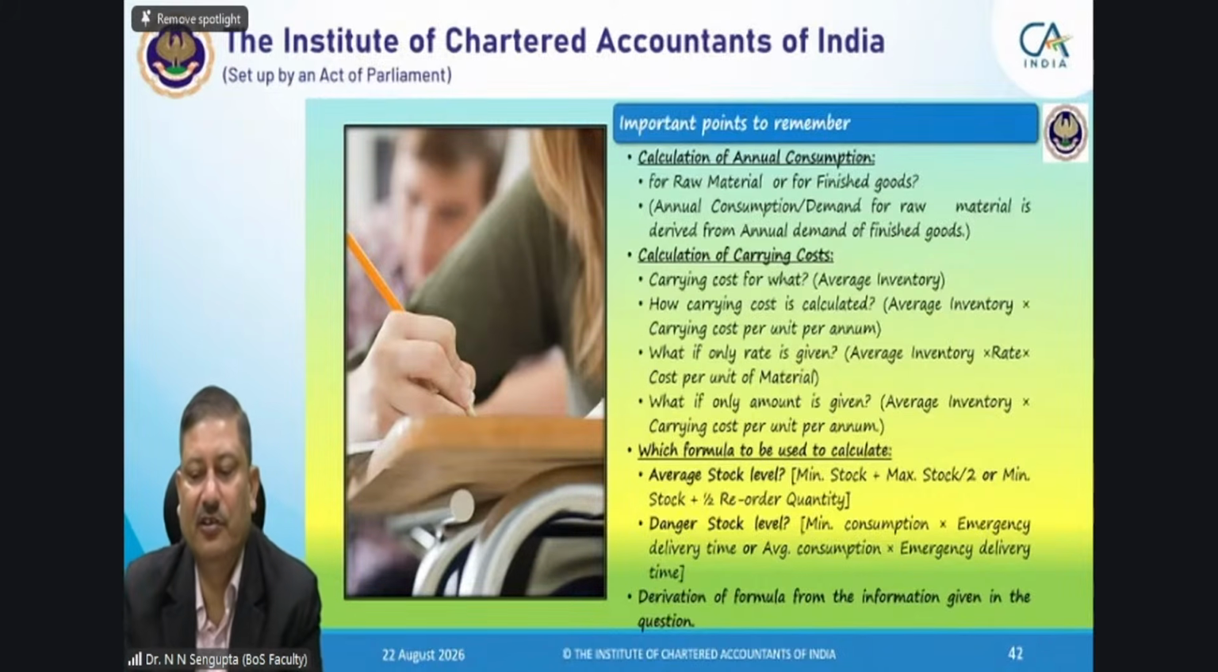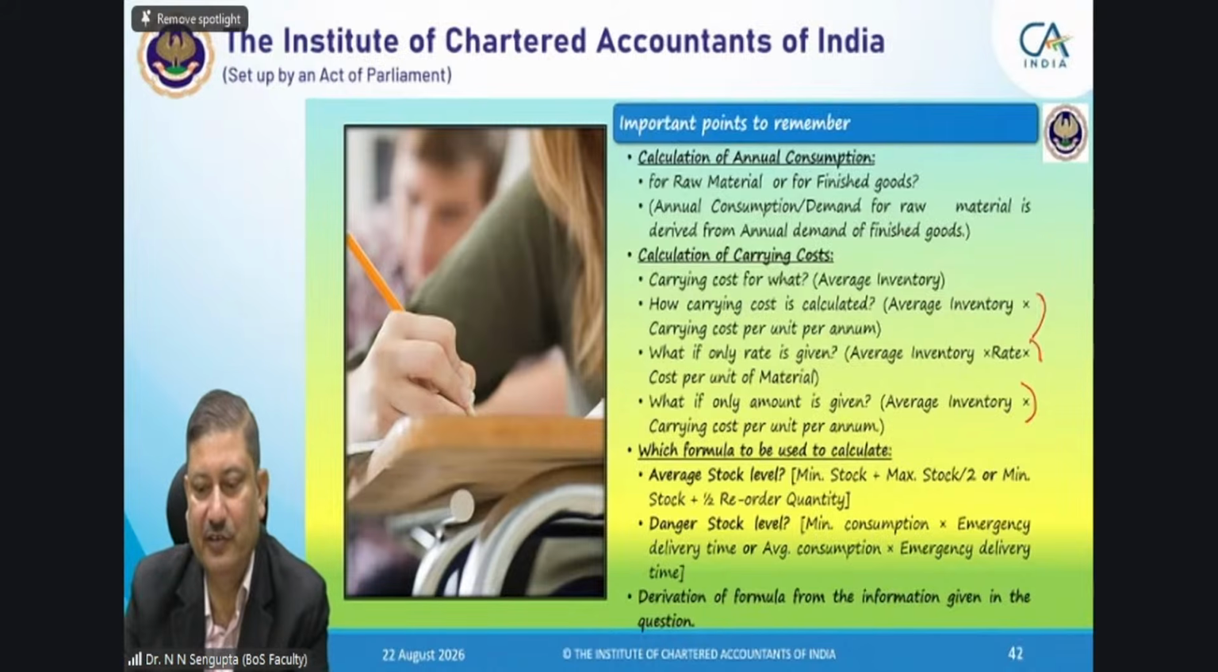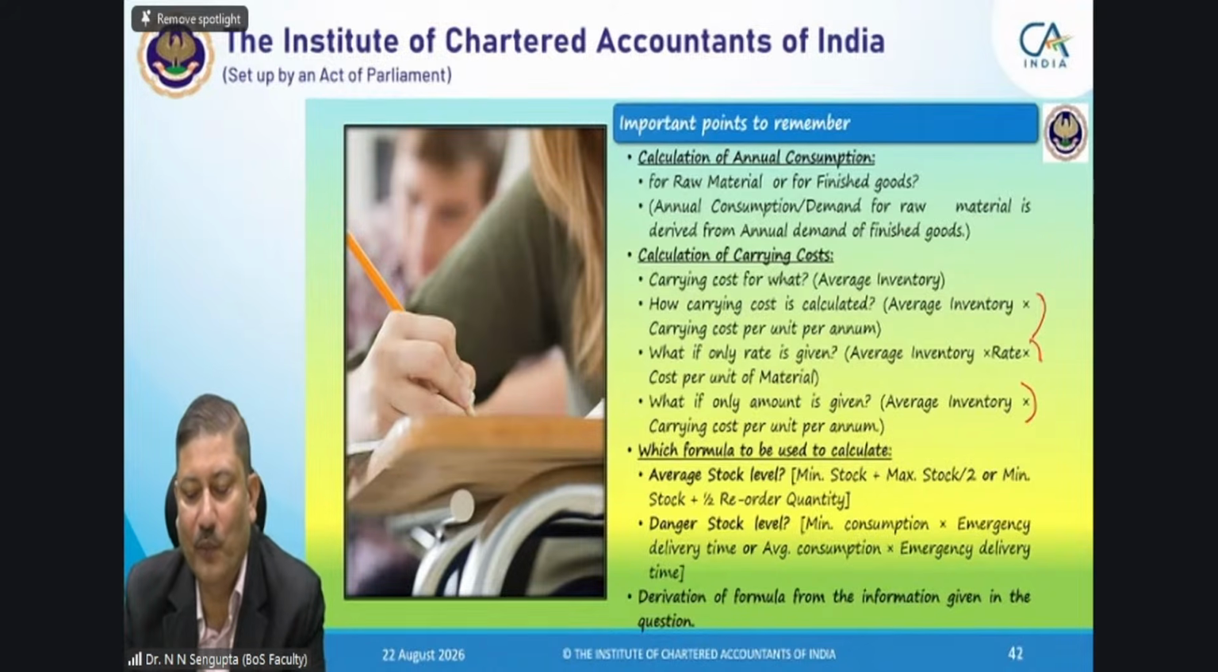Calculation of annual consumption for material or for finished goods. Then carrying cost, then how carrying cost is calculated, average inventory. So these are some of the steps, EOQ. Then whether the rate is given, or if only the amount is given, how it is to be done. All those permutations and combinations you can jot down in your own notebook, and accordingly you can make the treatment.